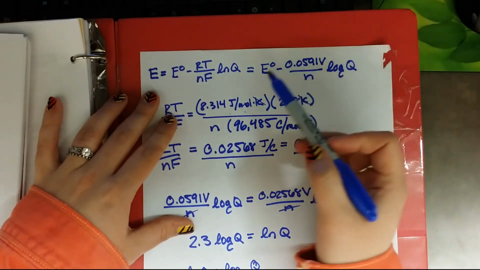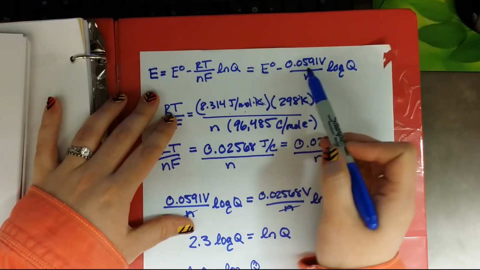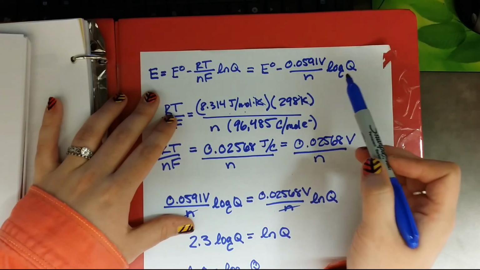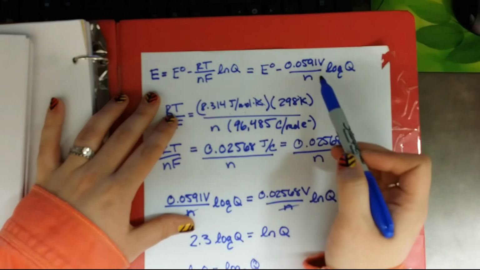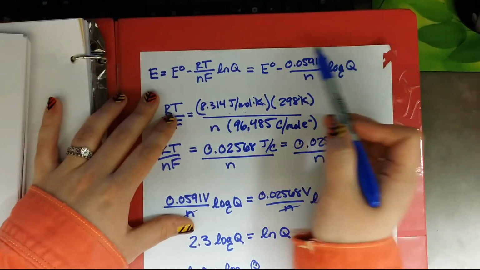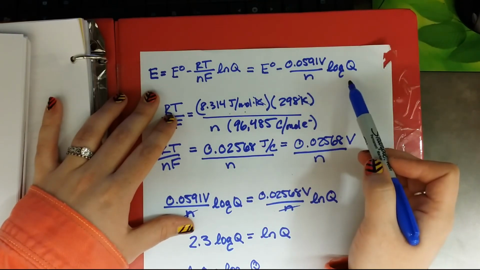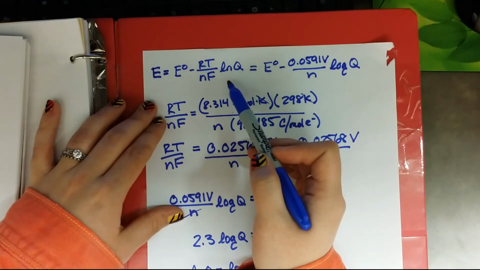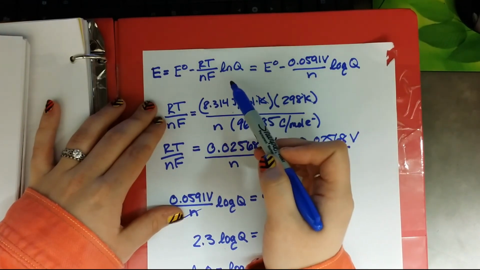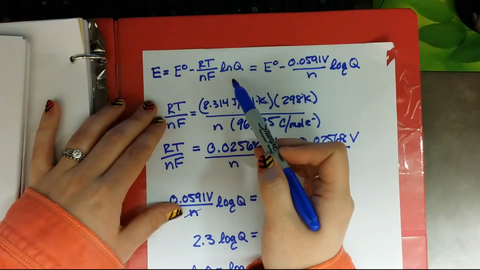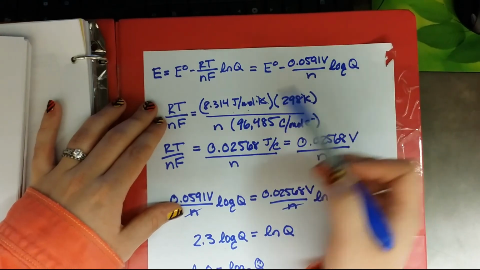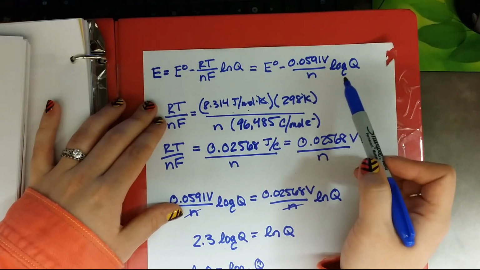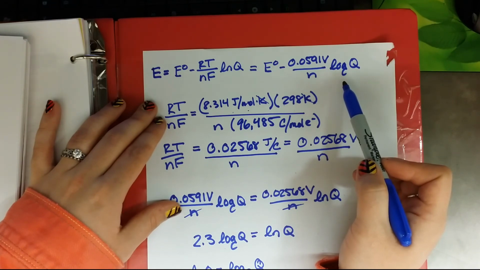So again, just to reiterate, the form with the 0.0591 volts is the equation with the temperature being 25 degrees Celsius. This just simplifies the equation so you don't have to plug as many values in. You can always use the original form of the equation and you will still get the same answer if you're at 25 degrees Celsius for either of these. Just be sure not to use this one if you're not at 25 degrees Celsius.